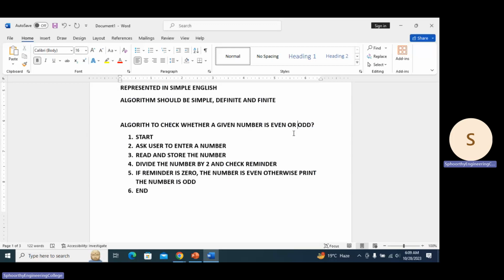When you are making a decision, the symbol to be used is a diamond symbol. So when the remainder is 0, what do you want to print? You want to print that the number is even. Printing means what? Output. Again, what is the symbol? Parallelogram, right? So I hope you understood the symbols used. Now we will try to convert the same algorithm into a flowchart. Please observe this carefully.